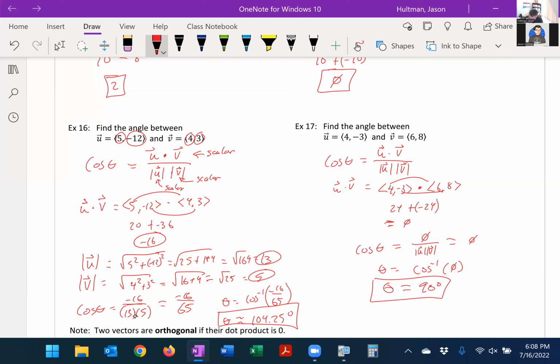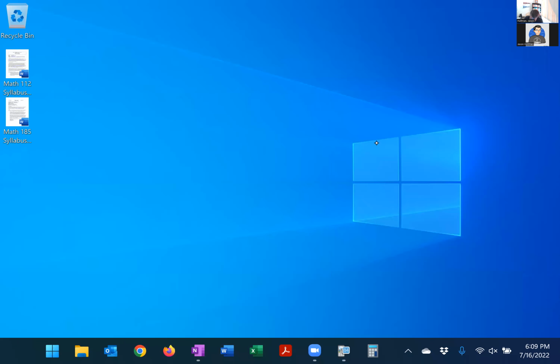Can we prove that they were orthogonal? Sure, we could just graph them. If we really wanted to graph this, we would need 1, 2, 3, 4, 5, 6, 7, 8 on each axis. Now let's look at what's happening here. So 6, 8, we would need 1, 2, 3, 4, 5, 6, and then up 8. That's 6, 8 for v. That's vector v.